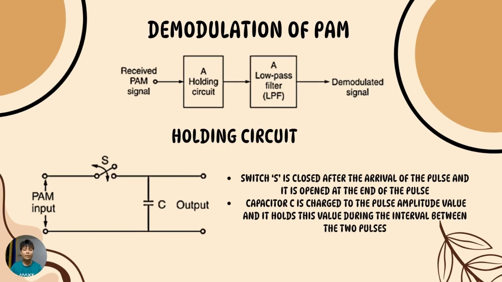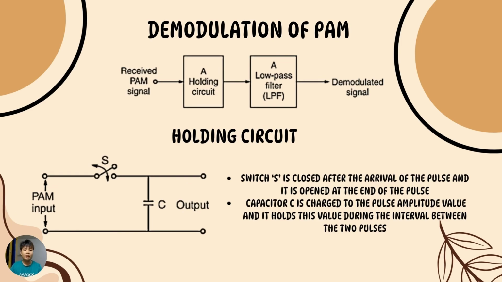So for the demodulation part, how do we get the original signal back at the receiver? We use two simple stages. First, a holding circuit, and then a low-pass filter, which is LPF. Inside the holding circuit is a switch and capacitor. Think of the capacitor as a tiny rechargeable battery. So here's how it works step by step.